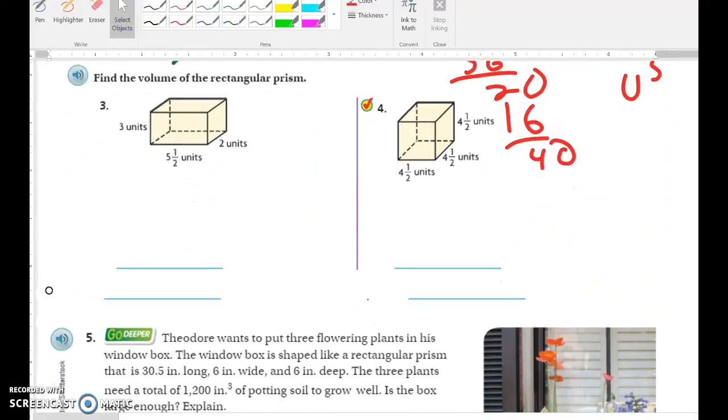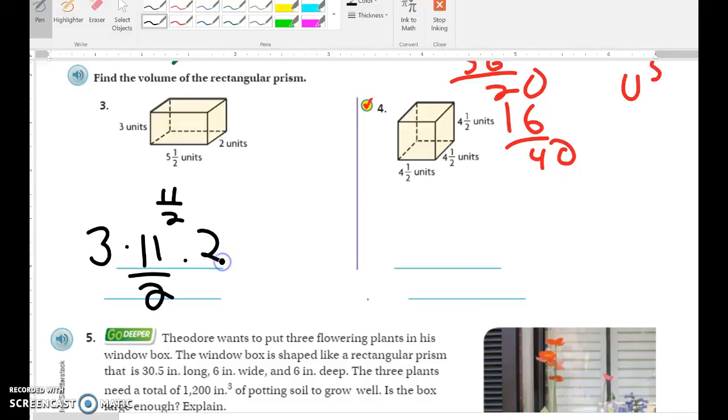Okay. So now, to do this way, I would do 3 times 5.5, and 5.5 is 11 over 2. So I would do 3 times 11 over 2 times 2. And I would see that these are common factors and that they cancel out. And I would get 33 cubic units.